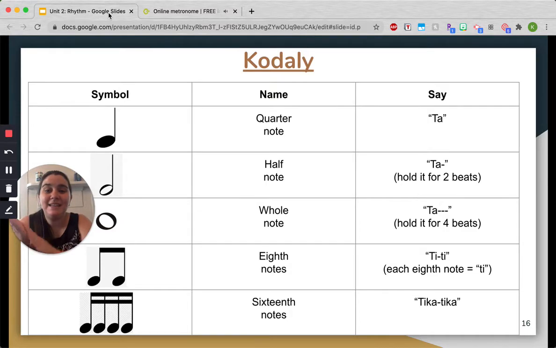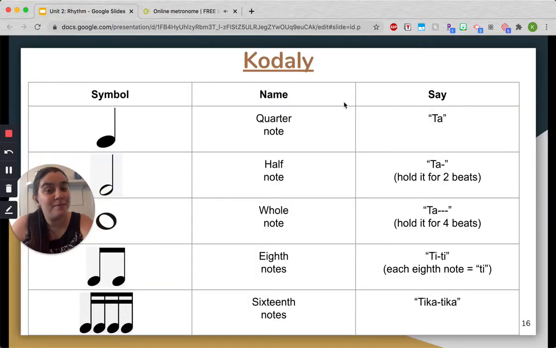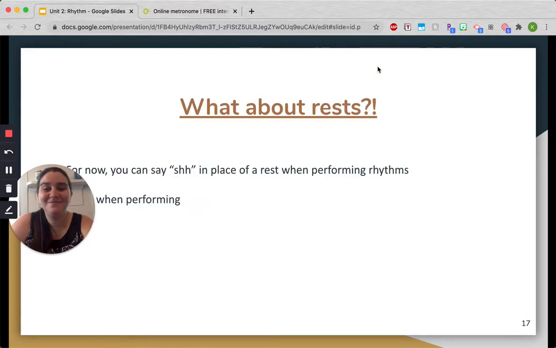Tika, tika, tika, tika, tika, tika, tika, tika. Try it with me. Tika, tika, tika, tika, tika, tika, tika, tika. 16th notes you're not going to see as much in elementary school, but you might in middle school.